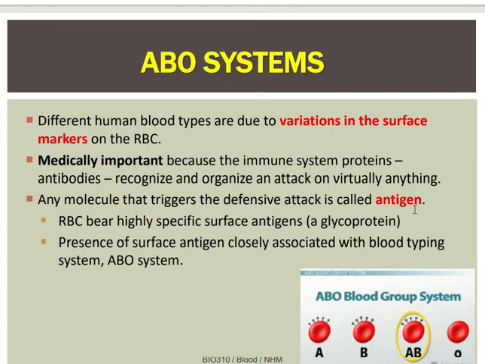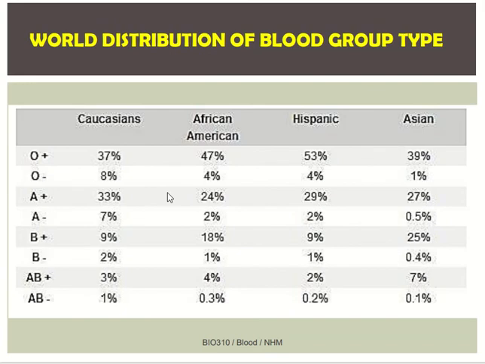Red blood cells have highly specific surface antigens, which are made up of glycoprotein, as you can see here, and the presence of the surface antigen is closely related to the blood typing system, which refers to the ABO system. This is the world distribution of blood group types. Among Asians, 39% have blood type O with positive rhesus.